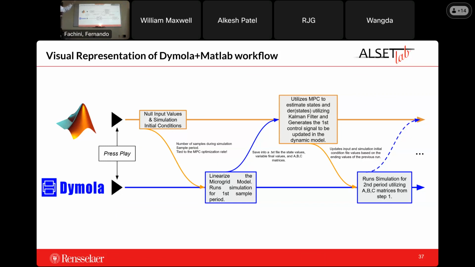These values are then sent to MATLAB, where the MPC takes these values and estimates the states and the derivatives of the states, utilizing the Kalman filter, and then it generates the first control signal to be updated in the dynamic model. These values are then sent again to Dynamo, and Dynamo reads these values that are updated through the first file that I generated through MATLAB, and then it runs the simulation for the second period utilizing the ABC matrices that were obtained in the first step, and then it does this back and forth until it solves for the entire simulation period.